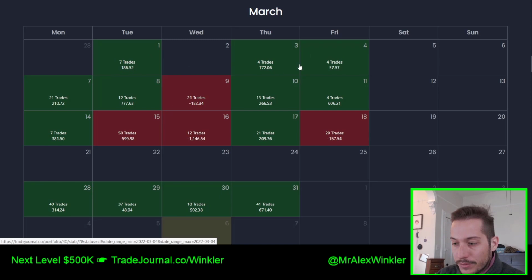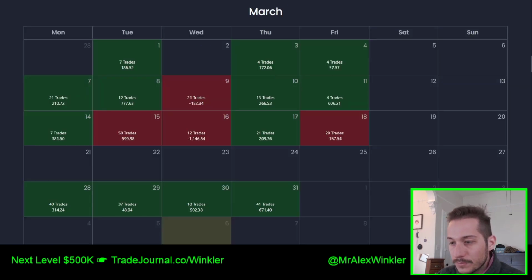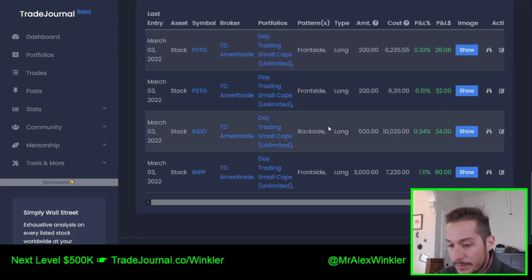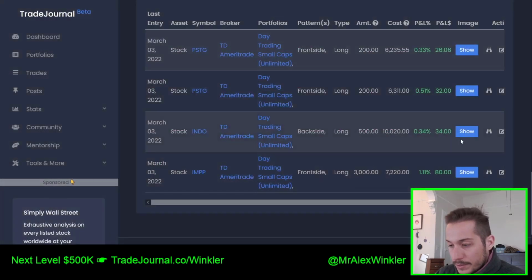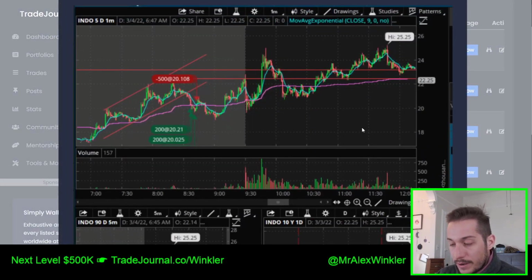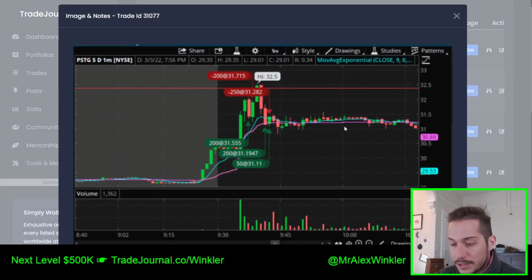Wednesday we took off. Thursday and Friday. Let's just open Thursday first. Only 4 trades. Let's see what happened here. So we have a front side, backside, front side, backside. Yeah, not really too interesting. INDO, yeah, I was trading the range here, maybe the backside, not really that good. And then PSTG, this is much better.